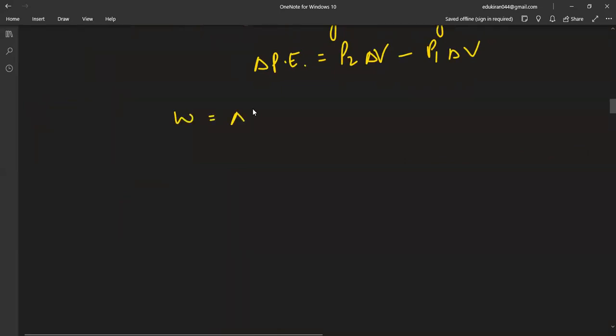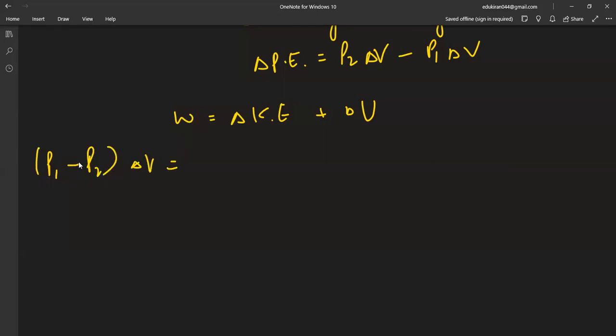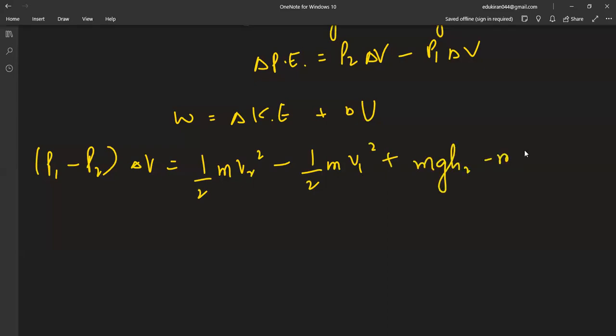Total work done is basically the sum of kinetic energy plus potential energy acting in your system. So total work, we can write it as (P1 minus P2) delta V. This is work done, P delta V, which we haven't discussed yet. We will discuss this in thermodynamics. P delta V equals half m v2 square minus half m v1 square plus m g h2 minus m g h1.